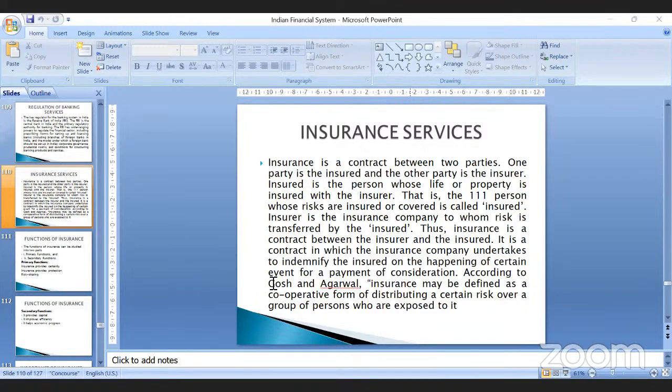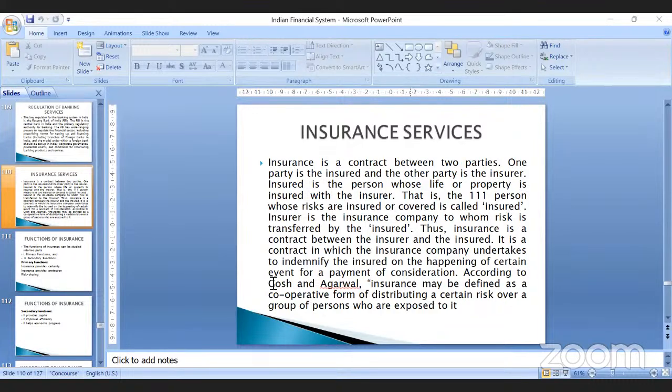Now, here comes the question, what is insurance? Insurance is like any other contract between two parties, in which one party is called the insured, the person who takes the insurance in his name, or the person in whose name insurance is taken. And there is another party called the insurer. The insurer is the insurance company which provides insurance.